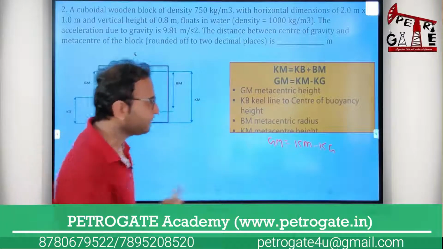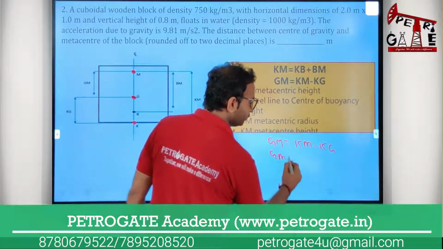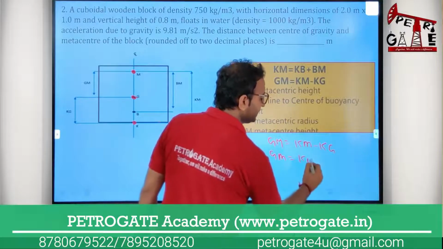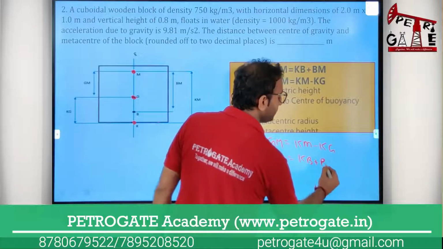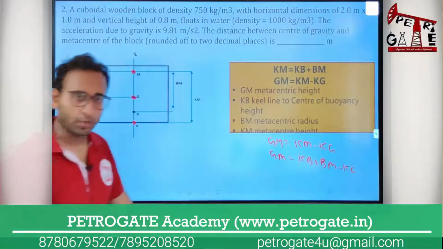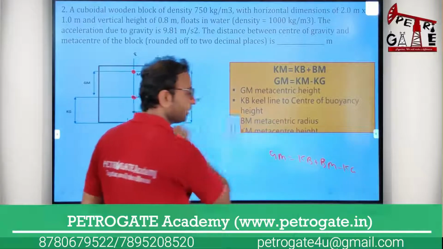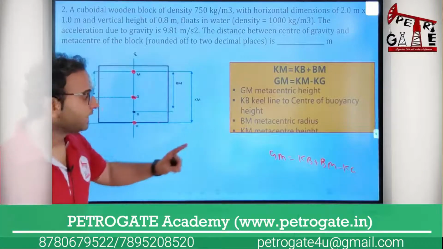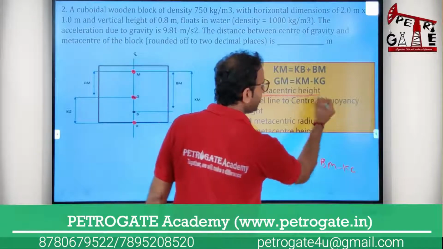Okay. So can I put the value of KM from this equation? So GM equal to KM means KB plus BM, or you can say BM minus KG. No problem. So I have to remember this particular formula. Okay, this is to calculate GM, or GM is your metacentric height.